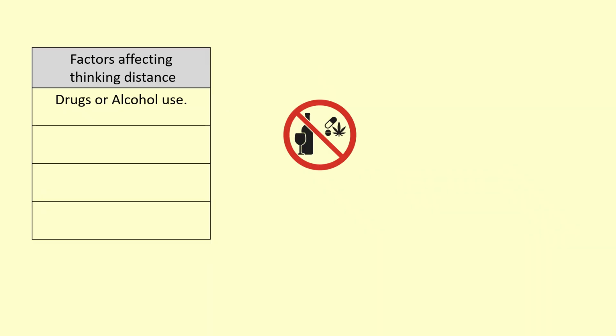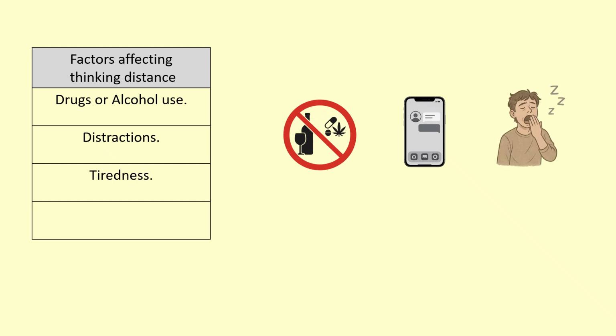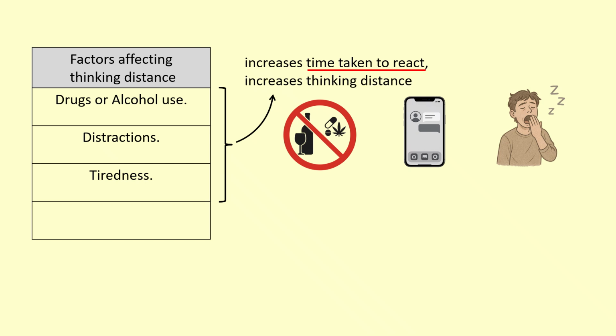Now let's look at factors that affect thinking distance. Use of drugs and alcohol, distractions like using your phone, and tiredness. Now all of these work in the same way. They're all going to increase the time taken for you to react. Don't say it slows down your reaction. It's better to say the time taken to react is longer. So if it's longer, that means your thinking distance is greater. Because ultimately it comes down to this equation.